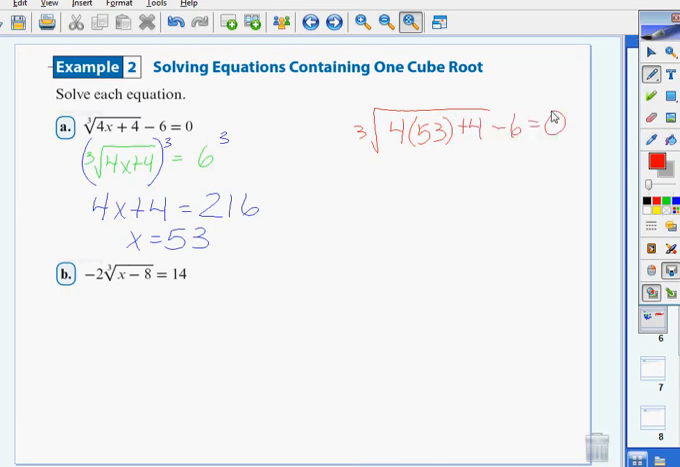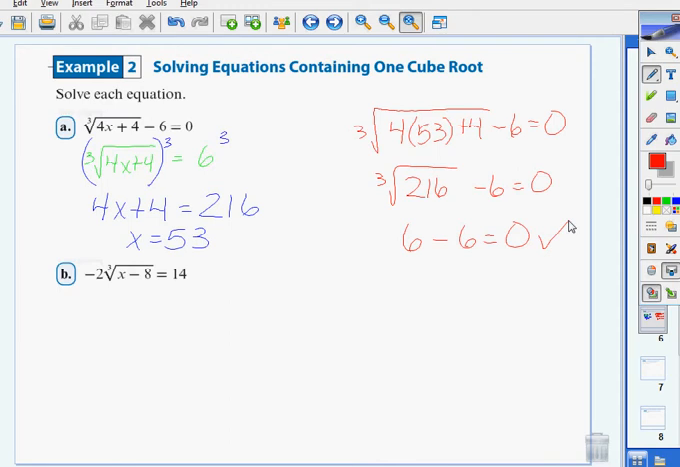Okay. What's 4 times 53 plus 4? Anybody have that? 216. 216? Okay, so now we have the cubed root of 216 minus 6 equals 0. Can somebody tell me what the cubed root of 216 is? 6? Okay, which we knew, right, from a little bit ago. Okay, so 6 minus 6 equals 0. Okay, check, right? And now probably by now you're thinking, well, are there going to be any that don't work? Wait for it. There will be, okay?